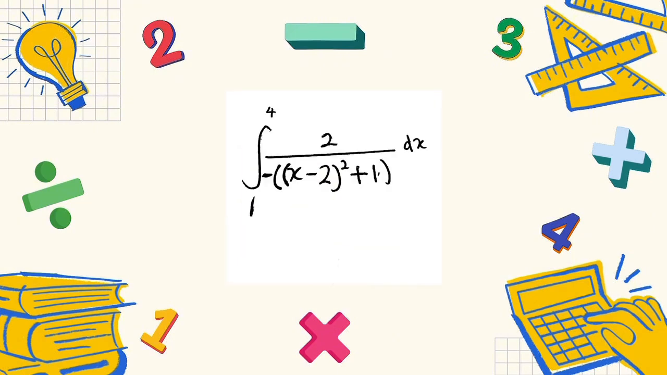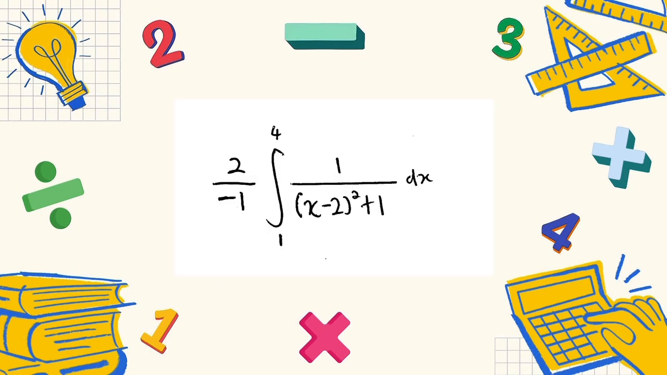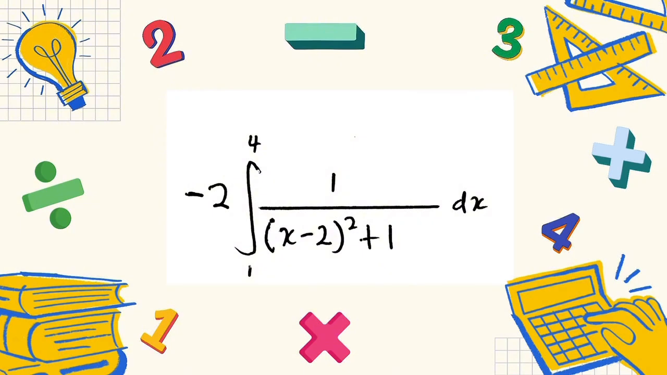Next, I factor out the negative sign from the denominator by extracting the constant 2 from the top and the negative 1 from the bottom. I move them to the front of the integral. This gives us a coefficient of negative 2 outside.